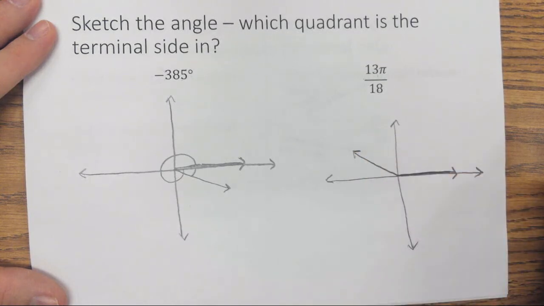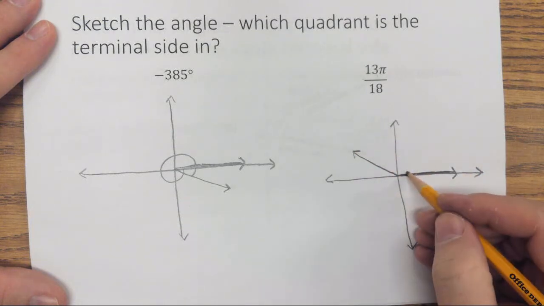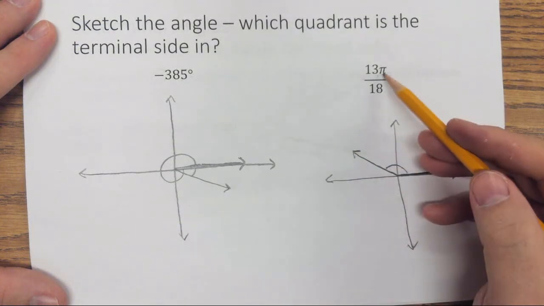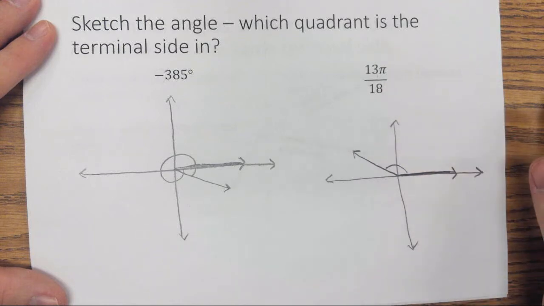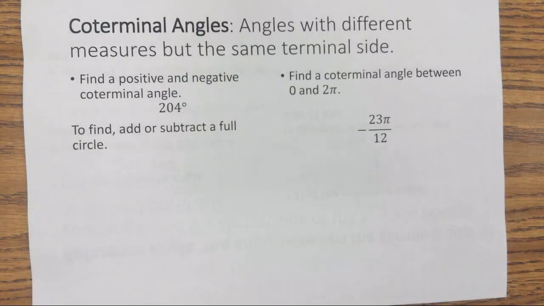So this is going to be right around in here somewhere. And that's my terminal side. So there's my angle right here, 13 pi over 18. Alright? Okay.